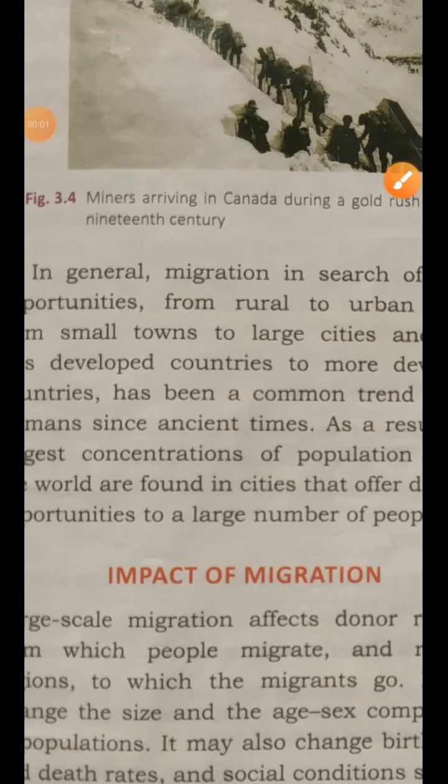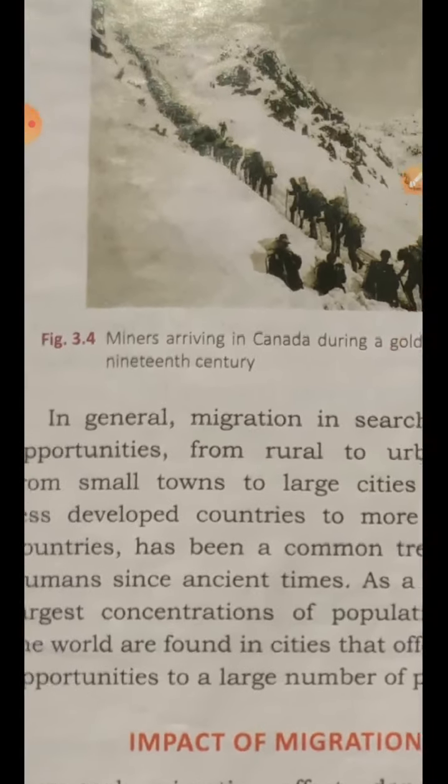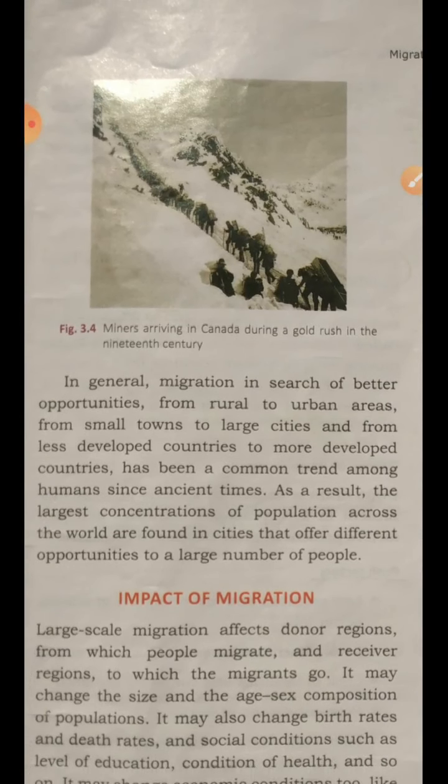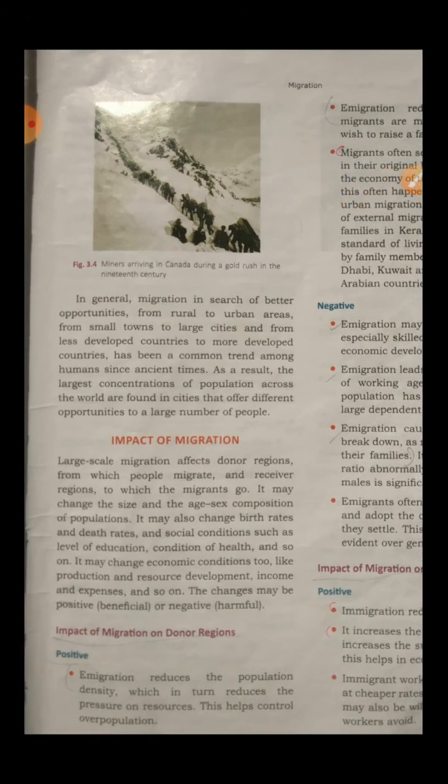So you can see in this picture, page number 25, figure 3.4, how people are rushing, miners arriving in Canada during a gold rush in the 19th century. So like this, many people are coming, especially experts in mining, exploring the land and finding out the material. In general, migration in search of better opportunities, from rural to urban areas, from small towns to large cities, and from less developed countries to more developed countries has been a common trend among humans since ancient times. As a result, the largest concentrations of population across the world are found in cities that offer different opportunities to a large number of people. So like this, migration becomes speedy.